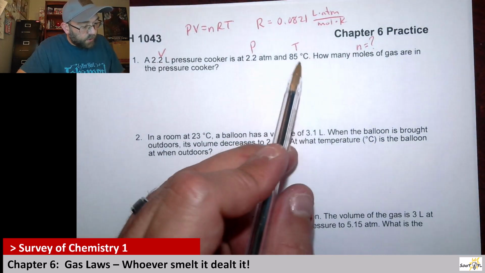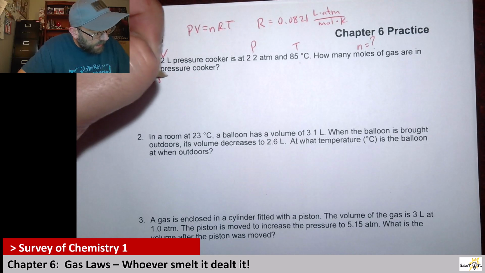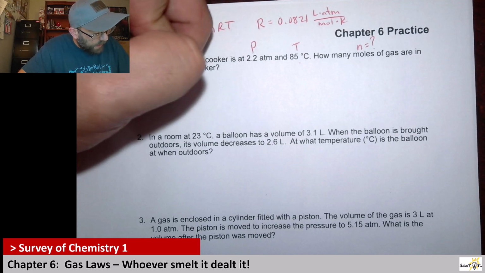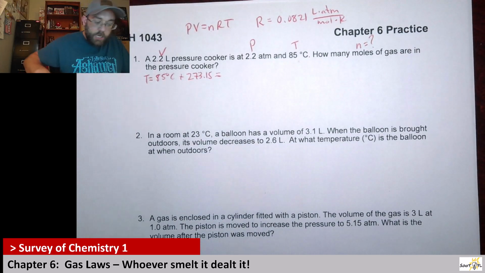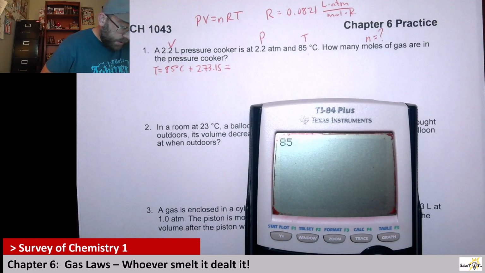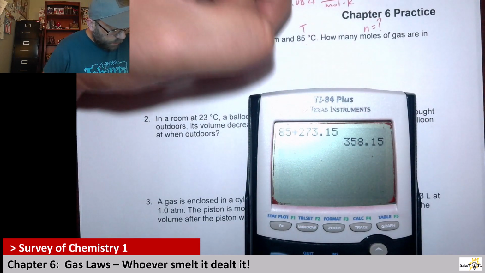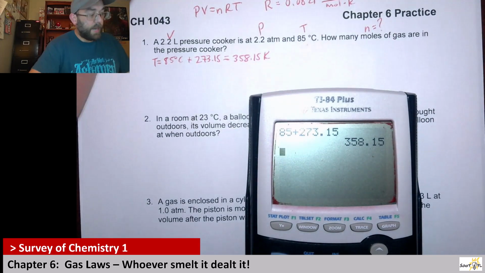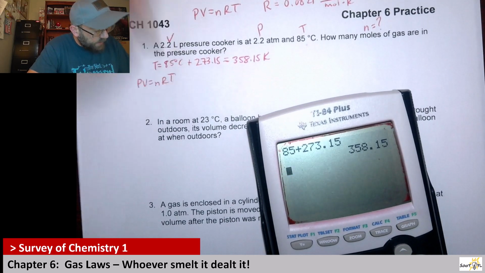First things first, temperature is in degrees Celsius. So we need to take that 85 degrees Celsius and add 273.15 to it. And what do we get? We get 85 plus 273.15, and we get 358.15 Kelvin.